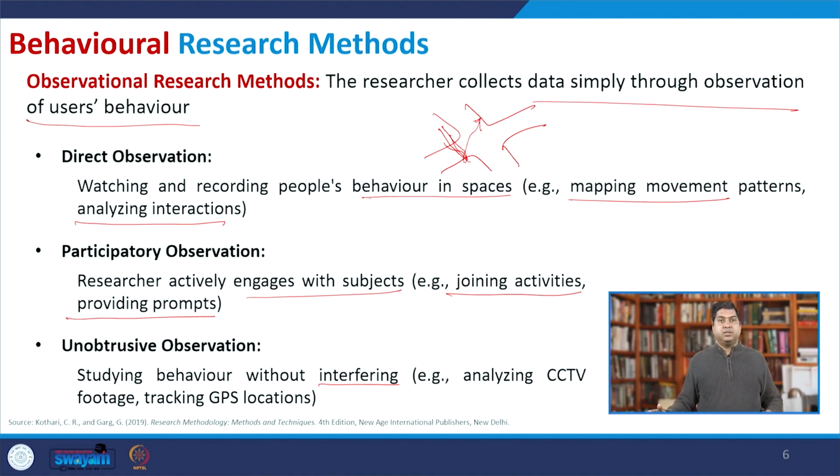When you are with the participant they may act differently, but when you go for unobtrusive observation, the researcher is not interfering with the participant, and in that case we can simply do it by analyzing CCTV footage. So nobody is actually looking at this, or it may be the tracking of GPS location. So that is something very important. Depending on the purpose of the study, we can pick any one of them or maybe all of them as and when required.